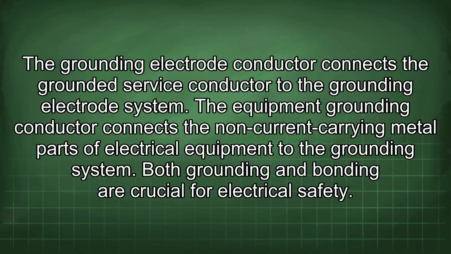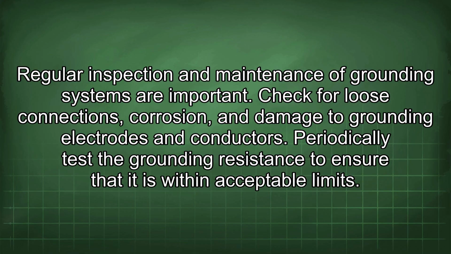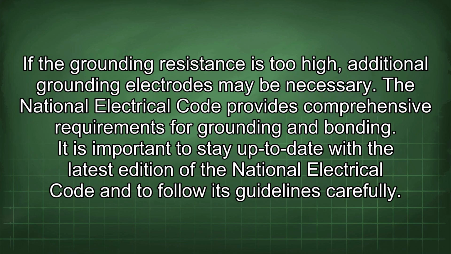Both grounding and bonding are crucial for electrical safety. Regular inspection and maintenance of grounding systems are important. Check for loose connections, corrosion, and damage to grounding electrodes and conductors. Periodically test the grounding resistance to ensure that it is within acceptable limits. If the grounding resistance is too high, additional grounding electrodes may be necessary.